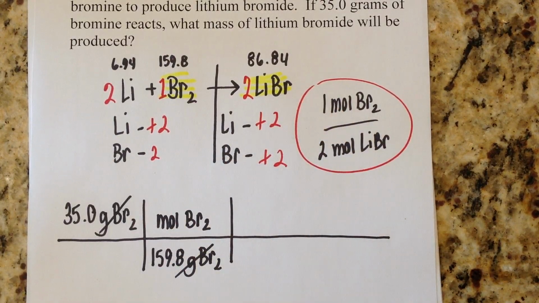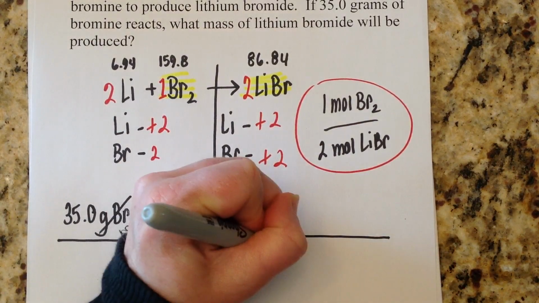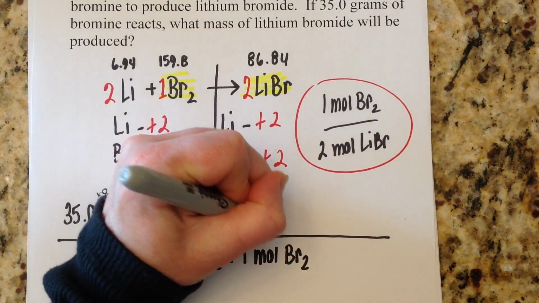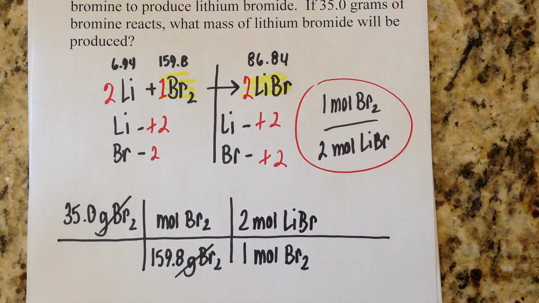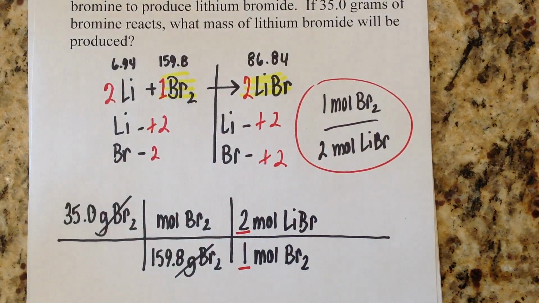You can also think about it like this. It's always what they gave you to what they want. What they gave you is on the bottom, where you're going is on top. So 1 mole of bromine gas to 2 moles of lithium bromide. That is your mole to mole ratio. That is the heart of the problem. And remember, these numbers came from the coefficients in the balanced equation.